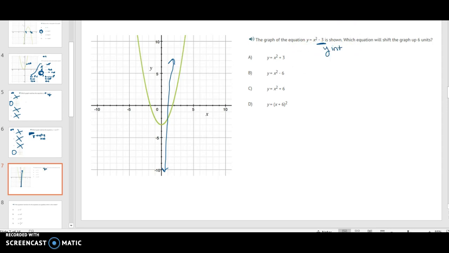So we know if we're going to move it up 6 units, my y-intercept is going to increase by 6. So you can either add 6 to this number, which turns it into a positive 3, or we can straight up just count. From our vertex, we're going up 1, 2, 3, 4, 5, and 6. My new vertex is at 3. So when you look at this, your only option is A.